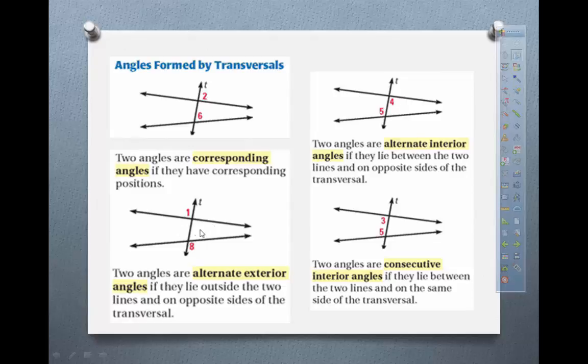They're on the opposite sides of this transversal, and they're on the exterior portion. And then we have the same side or consecutive interior angles.